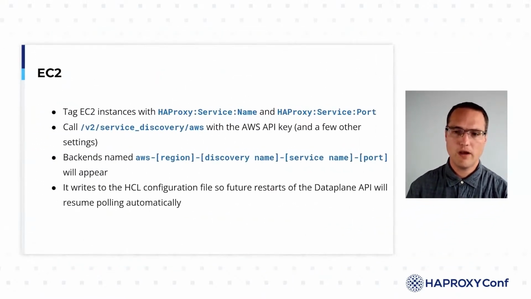For EC2, you can tag an EC2 instance with a server name and server port, and then set up the querying with the API by calling the V2 Service Discovery AWS endpoint. It has a few arguments. You have to either give it the API key and secret, or if you're running this inside of an AMI that is already configured and authenticated to the AWS API, then you can just make the call without those secrets. Once you've done that, the backends will appear as AWS region, discovery name, service name, and port.